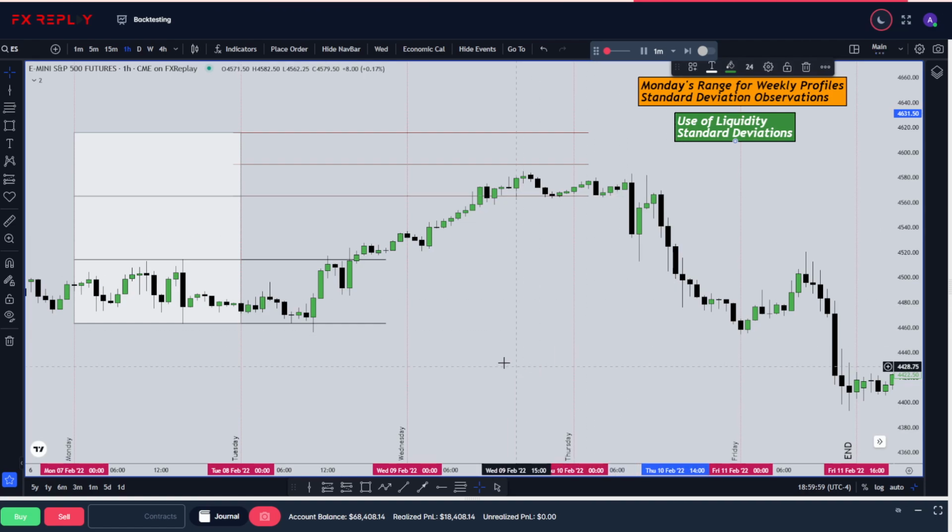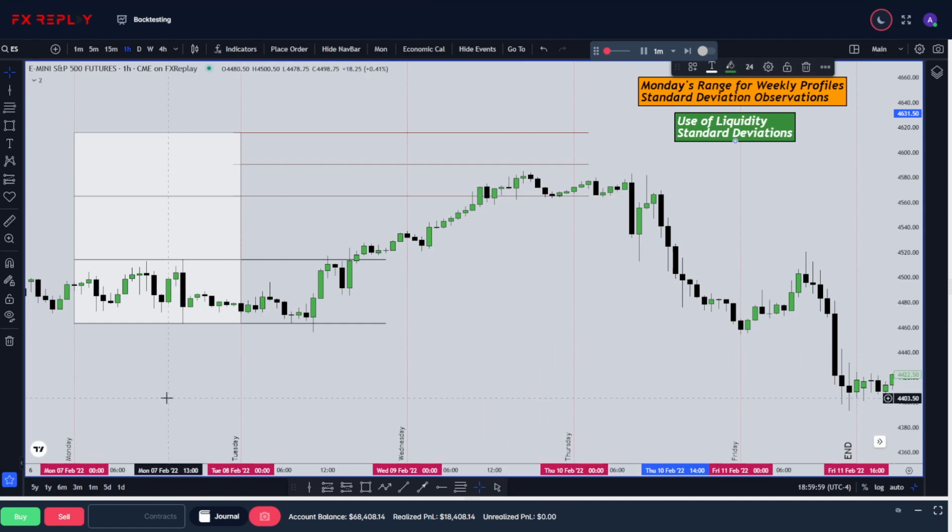So weekly profiles, safest bet, let Monday play out. Then we're looking at Tuesday's AM to frame up a possible trade in the PM. And then Wednesday and on, depending on the news events of the week, we can use that information that we've taken from the first 2 days of the week.